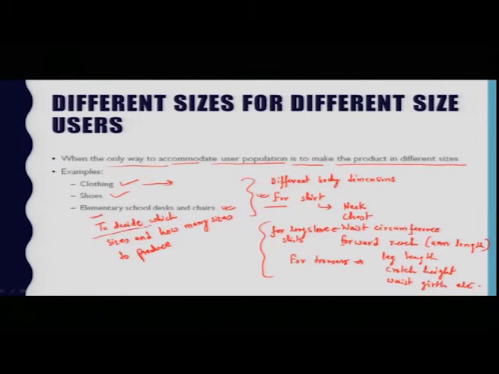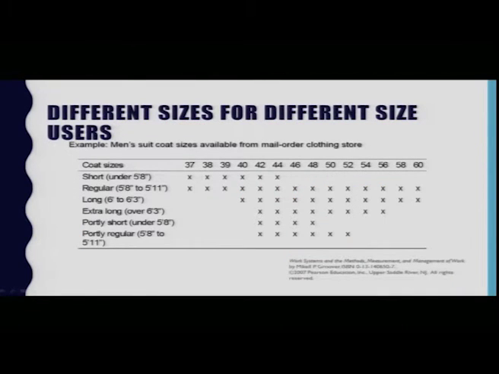when it comes to design for different sizes for different size users, because the variety of users is huge, and as a company you have to decide which sizes and how many sizes to produce. As an example, you can take men's suit coat sizes available for a mail order clothing store. Different sizes are there: short, regular, long, extra long, portly short, portly regular. So, this is the table that is giving you.